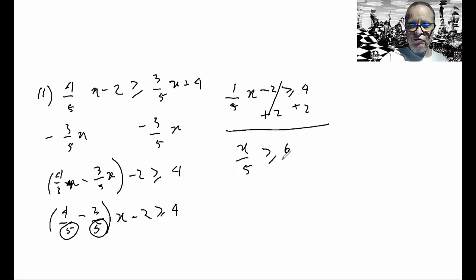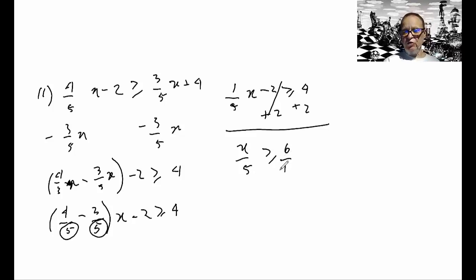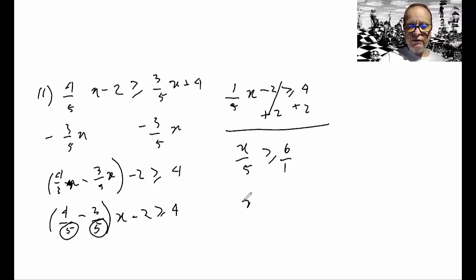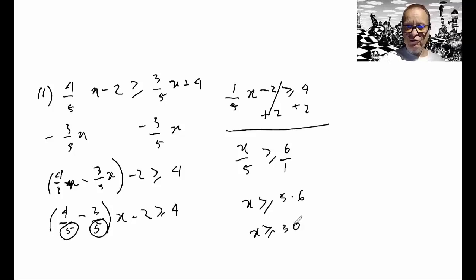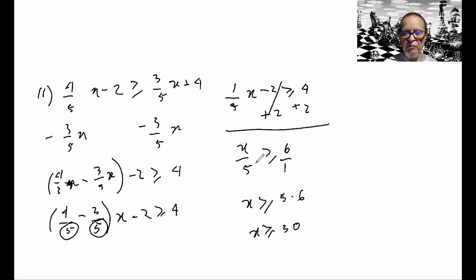So what I'm going to do, I'll use the ratio method. So I'll cross multiply. So I'll end up with x is greater than or equal to 5 times 6, and that means x is greater than or equal to 30. Notice I'm only using positive numbers here. There's no issues with the inequality because we're not dividing by any negative numbers.